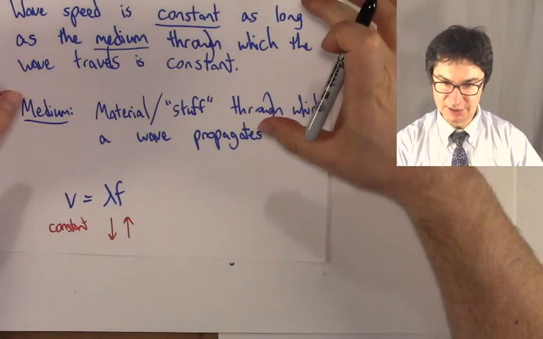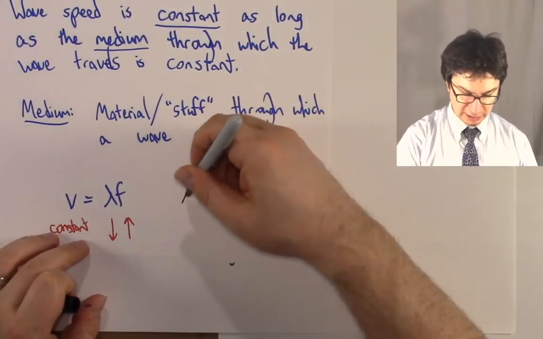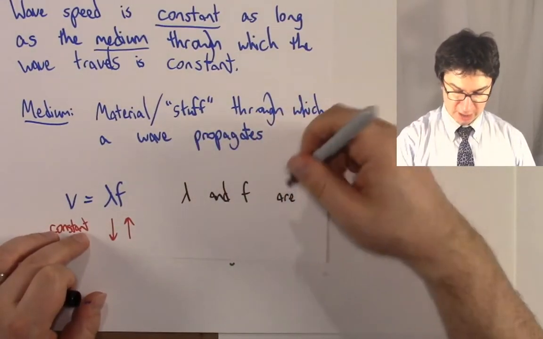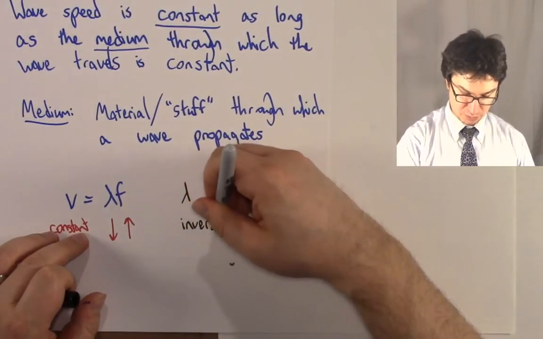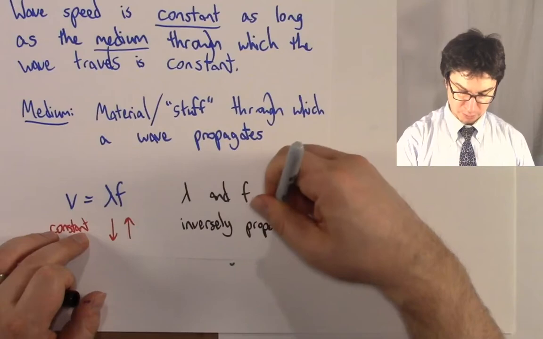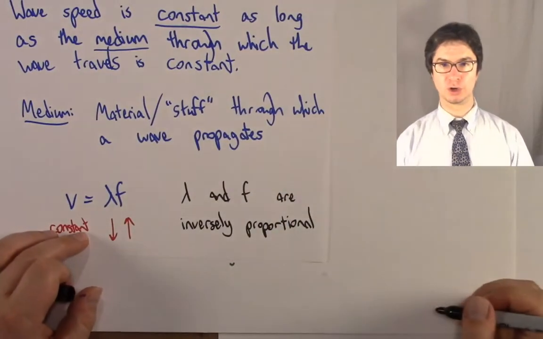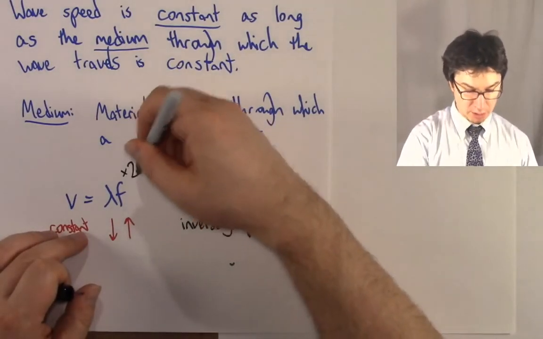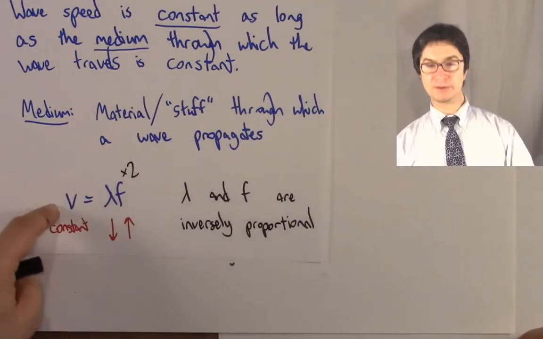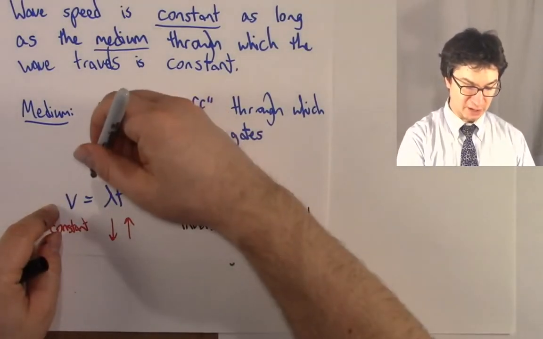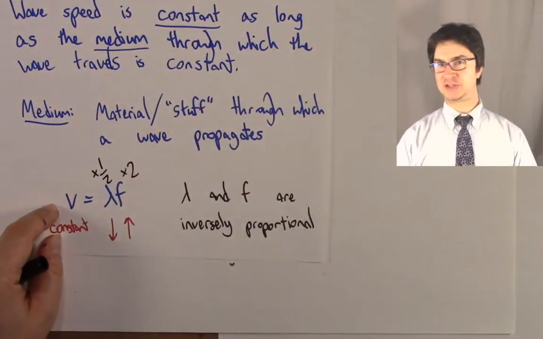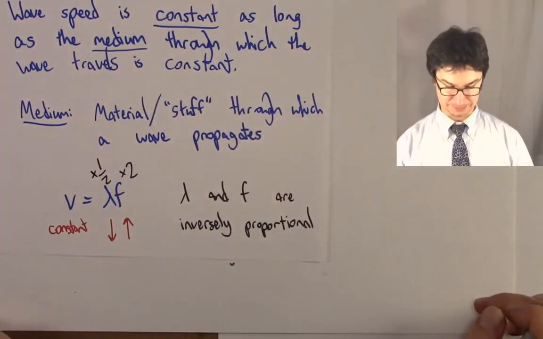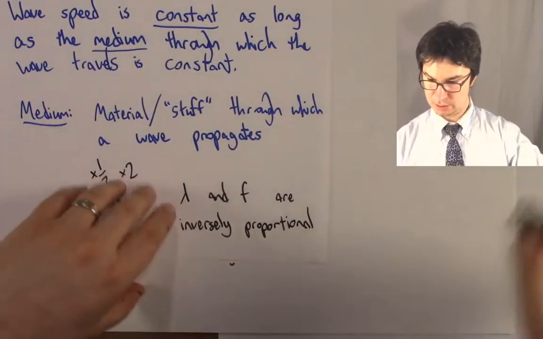If the wave speed is constant, then we can conclude that lambda, the wavelength, and f, the frequency, are inversely proportional to one another. That means as one goes up, the other has to go down. So specifically, let's say I double the frequency. If I double the frequency and I keep the wave speed constant, that means the wavelength is going to be half as much. And that's always going to be true as long as the wave speed remains constant, and that's if the medium remains constant. Okay? Very good. This is fantastic.